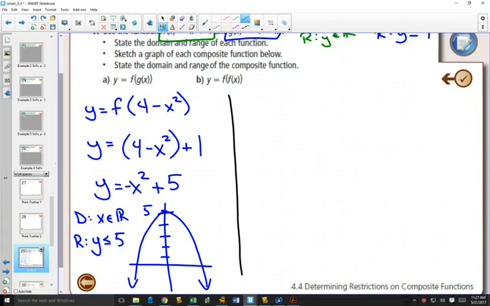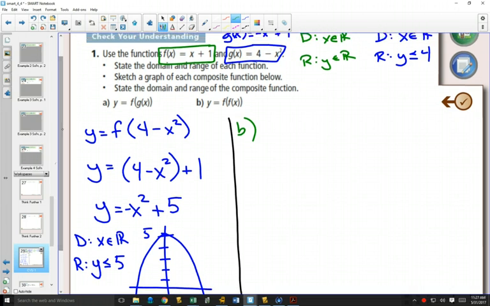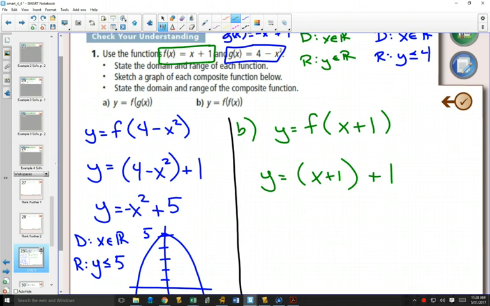For part B, again, we're going to want to find the explicit equation first. So we start off by saying, I know that f of x is equal to x plus 1. And in my f function, whatever you put in for x, add 1 to it. So if you put in x plus 1, you're going to put in x plus 1 and add 1 to it, which is just going to give you x plus 2.